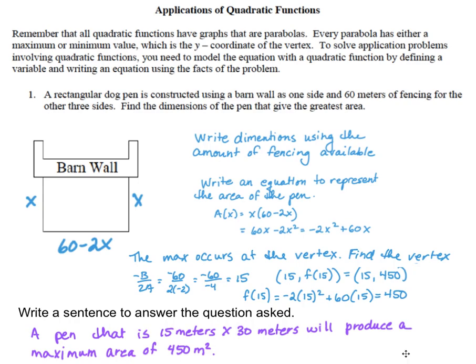Okay, so this is what I wrote. I said a pen that is 15 meters by 30 meters will produce a maximum area of 450 square meters. Notice that I put the dimensions with each of these. The dimensions are important when you're answering an application problem. The 30 meters I got by taking 60 and subtracting 2 times 15.